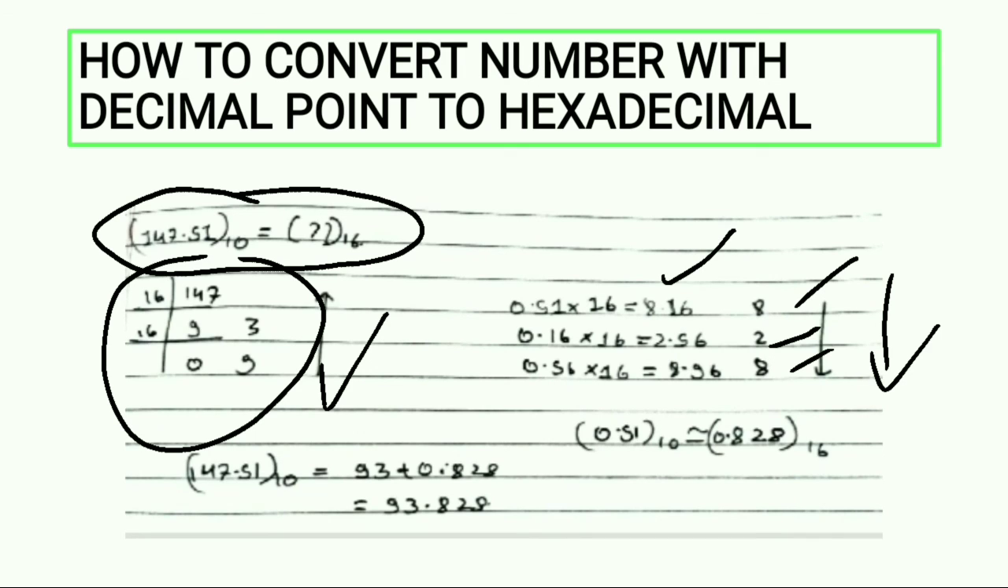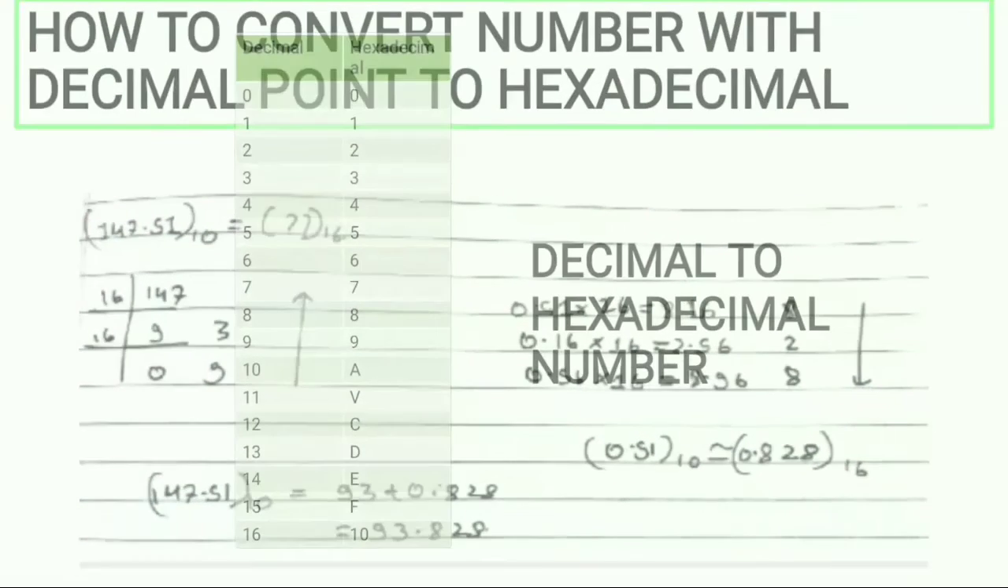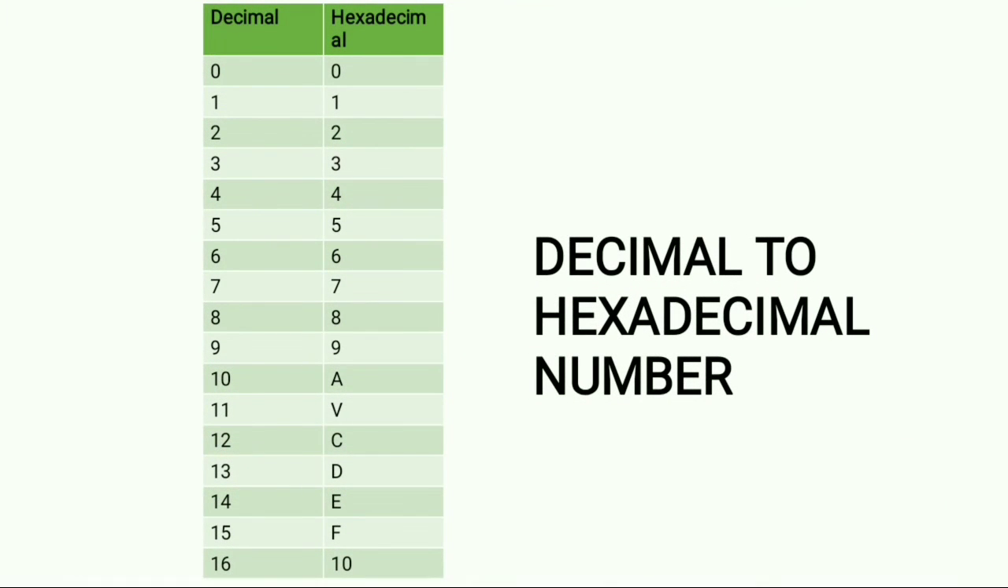Now we will add these two results which we get from the number 147 and the number 0.51. So the number 147.51 in decimal is equivalent to 93.828 in hexadecimal. Here is the table of some decimal numbers converted to hexadecimal.